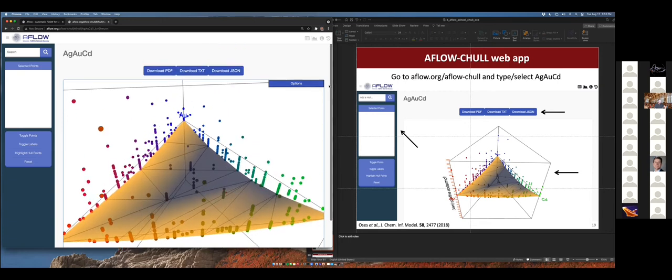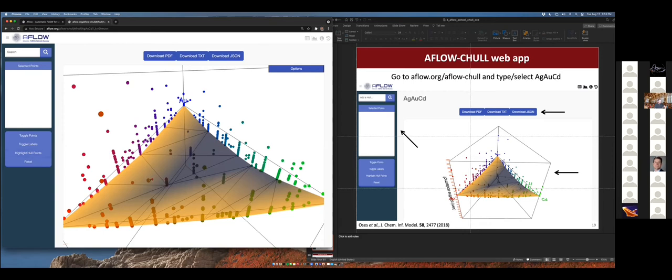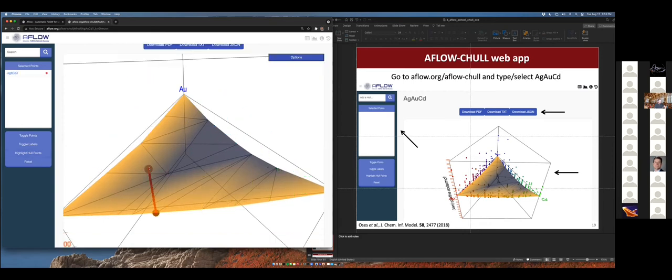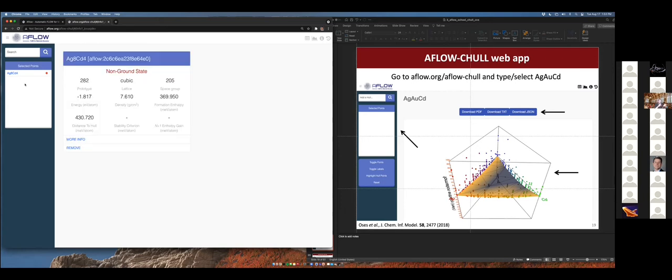There's a number of components to look at here, so we can highlight our hull points here. So we just look at the points that define the convex hull. I'm going to click on a particular point here, highlight that point and click on it. And it's going to take you to a separate screen where you get information just about that particular compound. Okay, so we get the prototype label, some symmetry information, some information about the energy, the density. If we want more information about this system, we also get information from the convex hull.